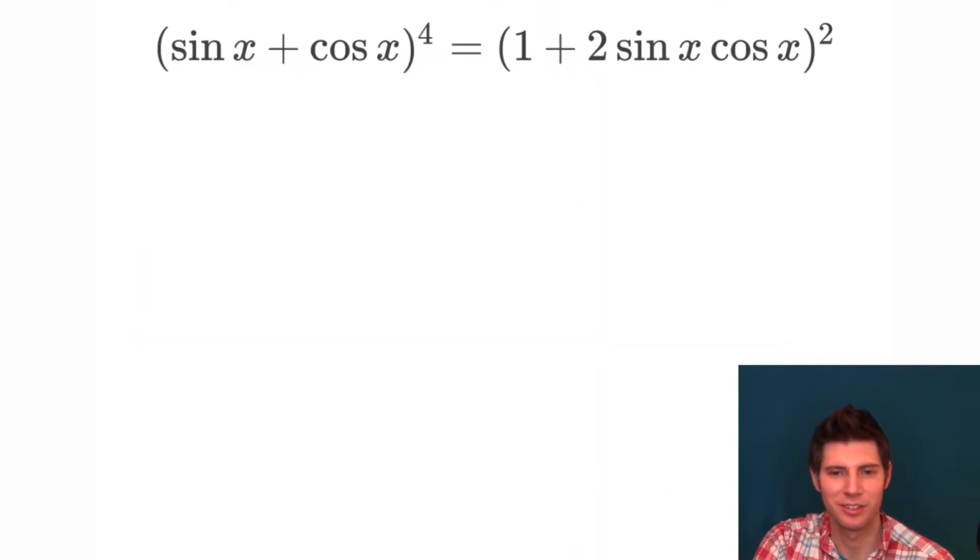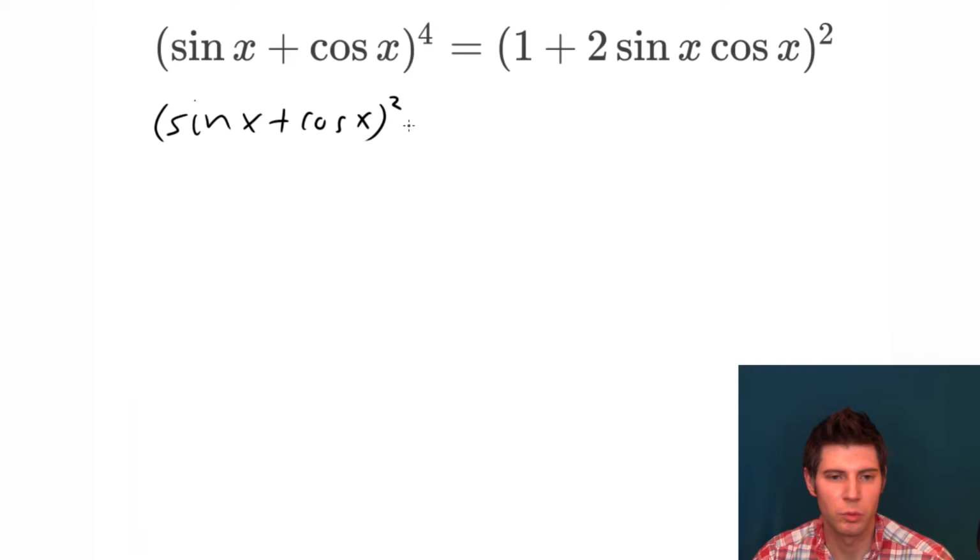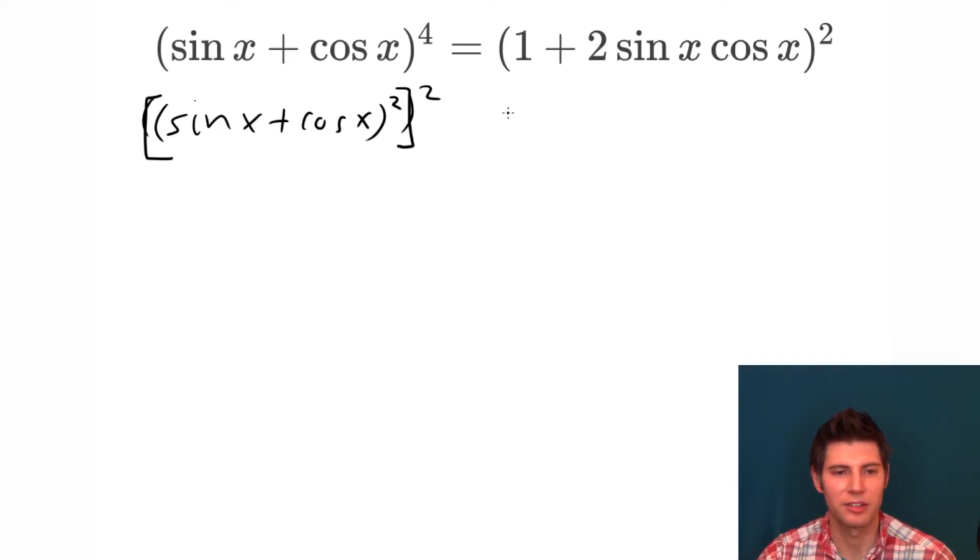Let's do the next. So this one looks crazy. There's no way I'm going to be multiplying anything 4 times. The first thing I notice about this one is there's a square on this side. So I'm going to pull a square out of this. And that's going to look like this. Sine x plus cosine x squared, squared. So now all we need to do is simplify what's inside of these brackets because we already have the squared and the squared here.